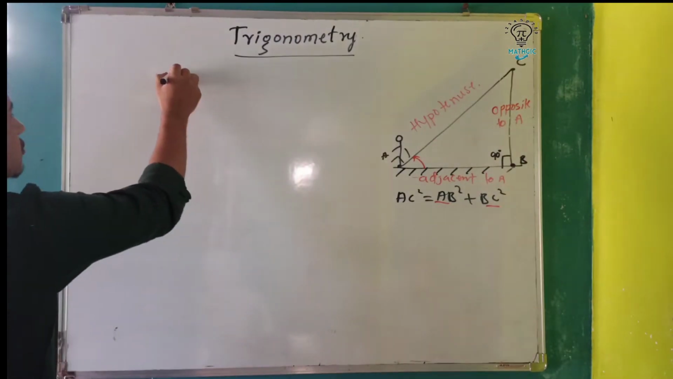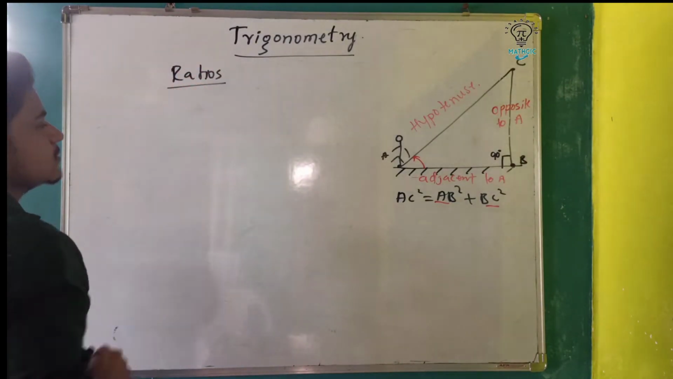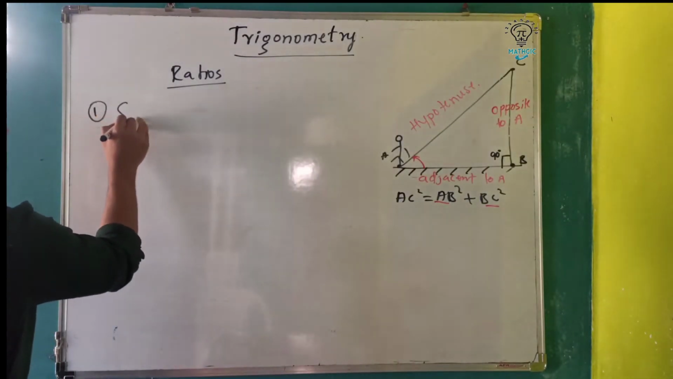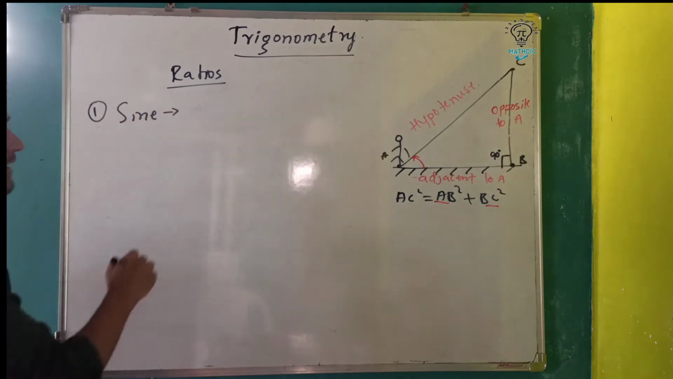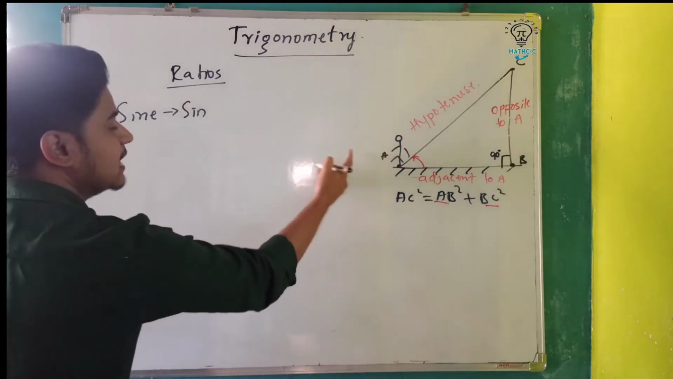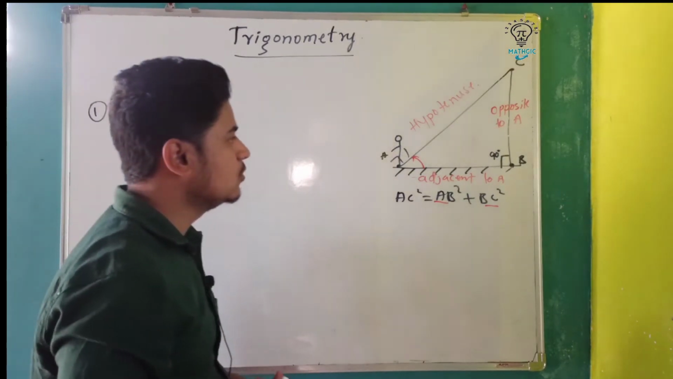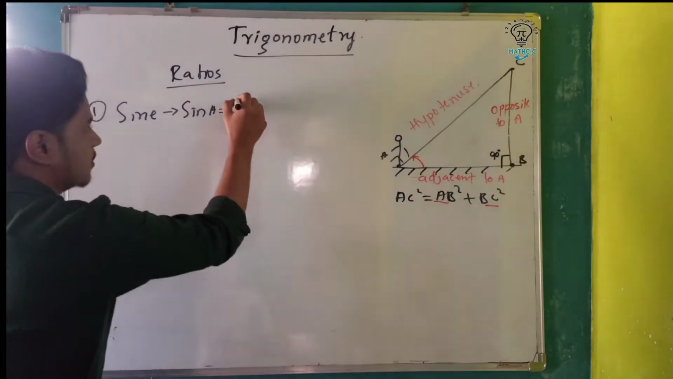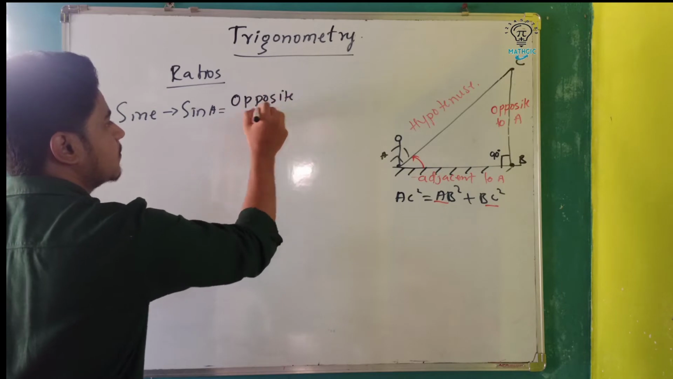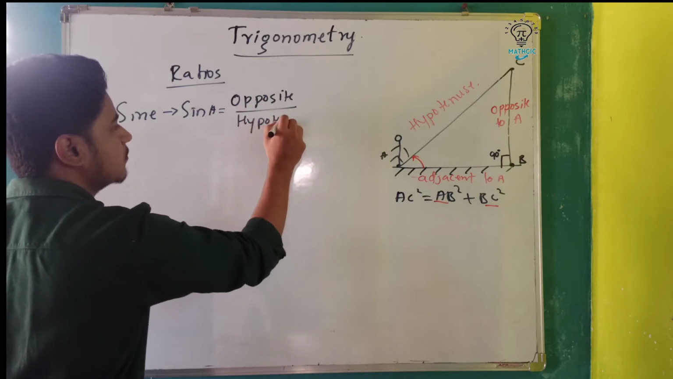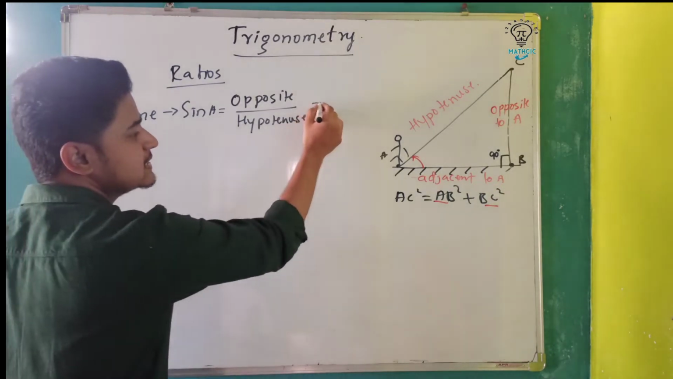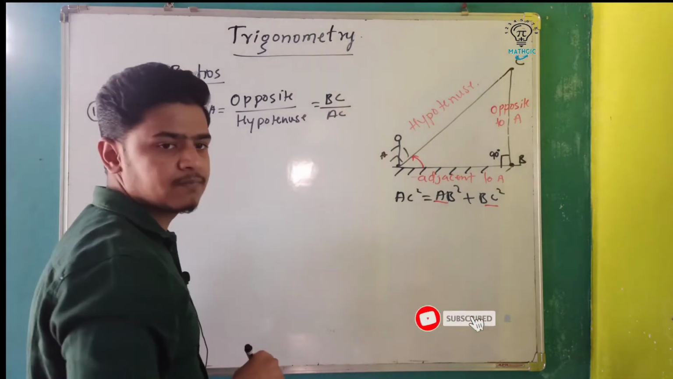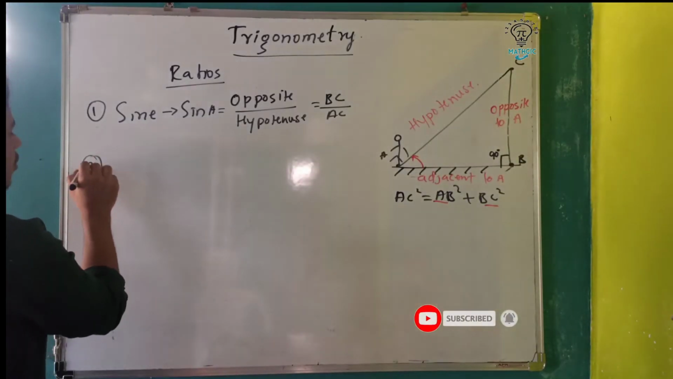So let's see what the ratios are. In trigonometry we have 6 ratios. The first ratio is sine, written as sin of angle A. Sine is the ratio of opposite to hypotenuse. So in this triangle it is BC by AC.